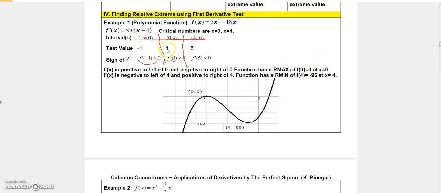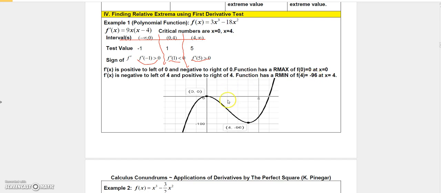All right. Now, what about at 4? Well, at 4, remember, to the left of 4, the derivative was negative. So let's pick a number to the right of 4 and plug it in. So if I plug 5 in, I get a positive times a positive. So the derivative is positive to the right of 4. So therefore, to the left of 4, the derivative is negative. To the right of 4, the derivative is positive. So based on that, we get a relative minimum of whatever f of 4 is. And it turns out if you plug 4 into the function, you'll get negative 96.